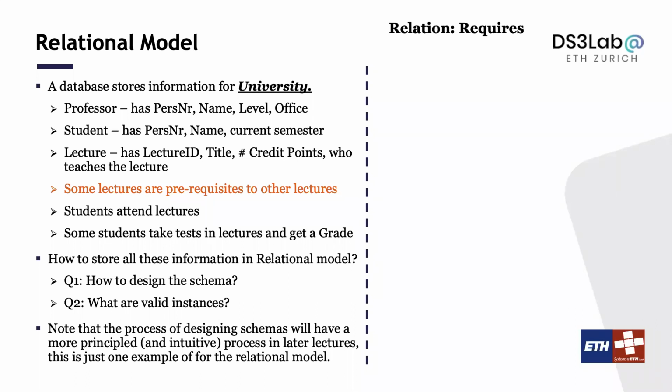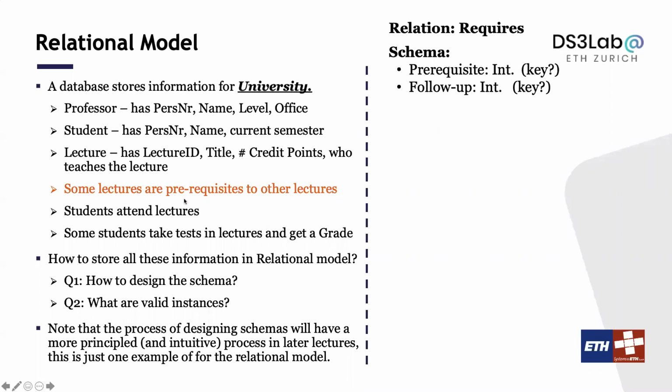We can keep doing this exercise. If you want to model the relationship between different lectures, for example, some lectures are the prerequisite of other lectures, you need to take lecture 1 before you take lecture 2. You could have one relation called requires, and just store essentially 2 lectures, right? You have prerequisite, you have follow-up. And both of them are integers because we have the lecture ID in the lecture relation as integers.